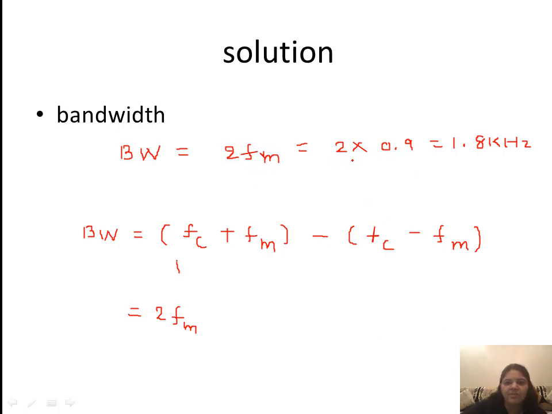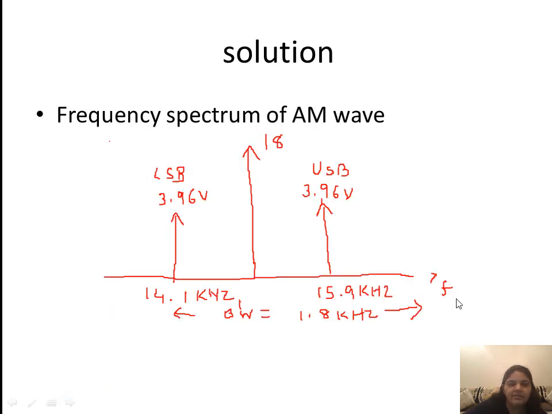And lastly, we have to draw the spectrum. We can draw the spectrum like this. This is mVc by 2, mVc by 2, which is 3.96. The carrier Vc is 18. Fc minus Fm, the lower sideband, is 14.1. The higher sideband is 15.9. The bandwidth is 1.8 kilohertz. This is the horizontal frequency axis, and the vertical axis is the amplitude axis. So this way we can solve the examples based on this theory.